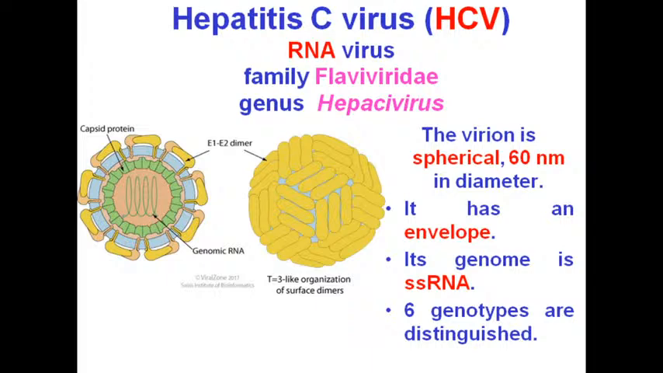It is 60 nanometers in diameter, has an envelope, and the genome is single-stranded RNA, and 6 genotypes are distinguished. We may see the genomic RNA inside, and the specific capsid C protein, and then a lipid bilayer with 2 types of surface glycoproteins, E1 and E2, that make a dimeric structure.